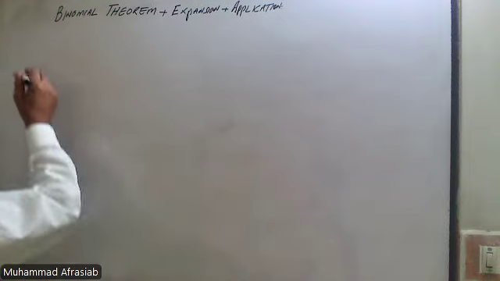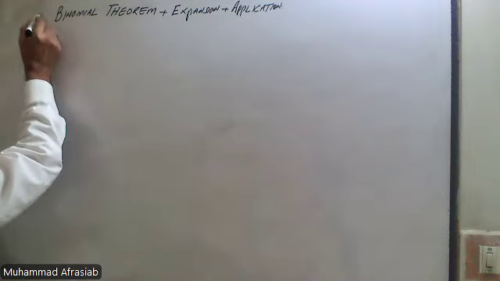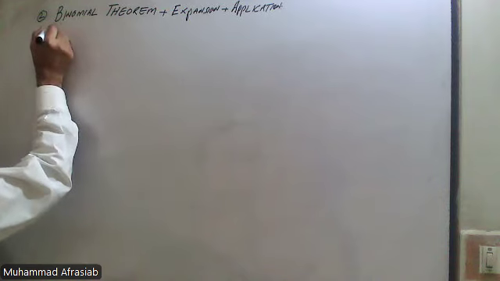Now we are using the binomial theorem, expansion and application. This is the second topic for A2 levels. We know that binomial means bi means two and nomial means terms. So there are two terms in this expansion.